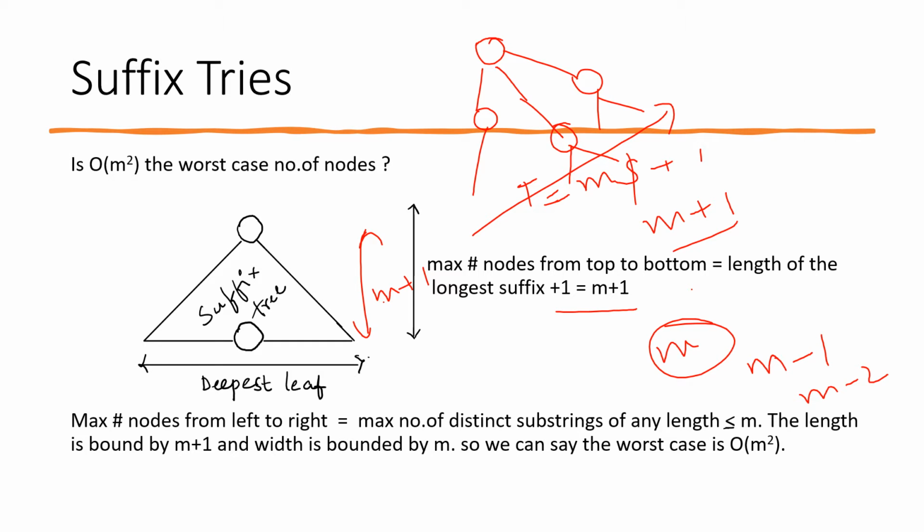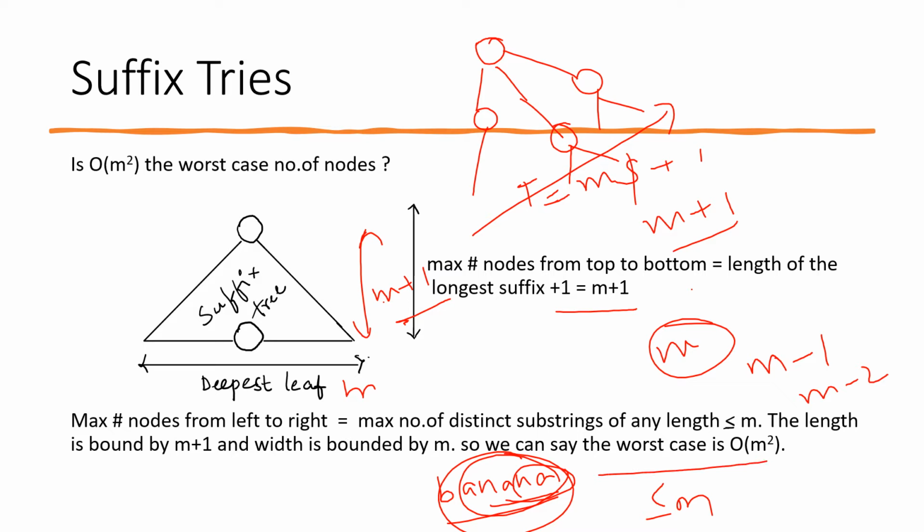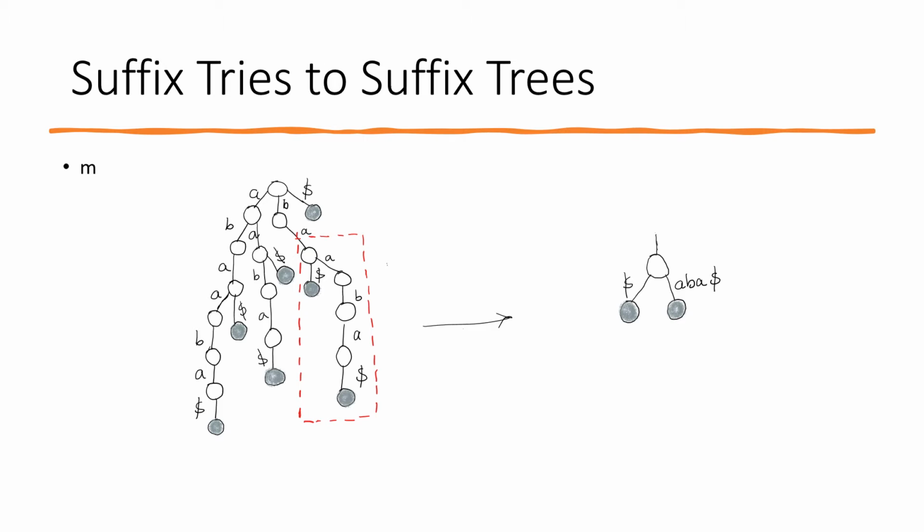We can have any number of substrings. Like banana: anana is a substring, nana is a substring, ana is a substring, and banana itself is a substring, since any string is a substring of itself. So it can be less than or equal to m. The length is bounded by m plus 1 and the width is bounded by m. So in the worst case, the maximum number of nodes a suffix trie can hold is O of m squared.